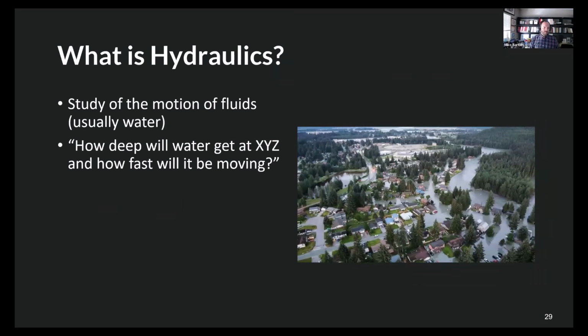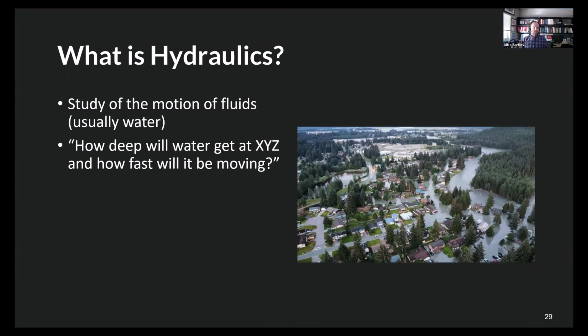All right, in the realm of hydraulics, we're really studying the motion of fluids, usually water, but it doesn't necessarily have to be just water. We can look at a lot of different types of fluids. But we answer questions like, how deep is water going to get here? How fast is it going to be moving? How long is it going to be here as well, above such and such an elevation or such and such a level? A good example of that here is along the Mendenhall River in Juneau, Alaska.